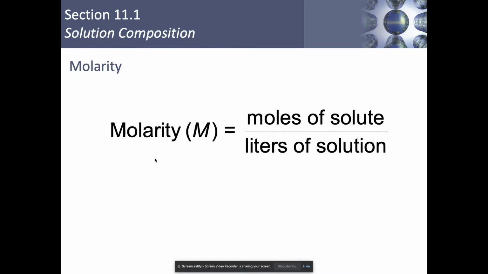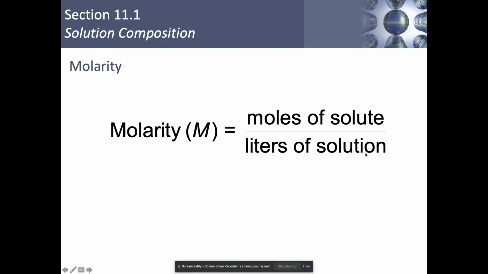So let's talk about molarity. What is it? Molarity is abbreviated capital M, and it's equal to the moles of solute divided by the liters of solution. I know I didn't define them earlier, but a solute is what you have less of. The solvent is what you have more of. So you can think of it as the solvent is actually doing the dissolving. The solute is being dissolved. And when you mix a solute and a solvent together, you get a solution.